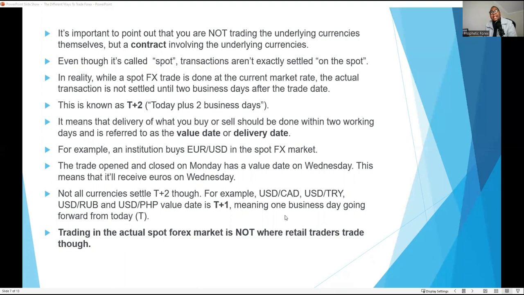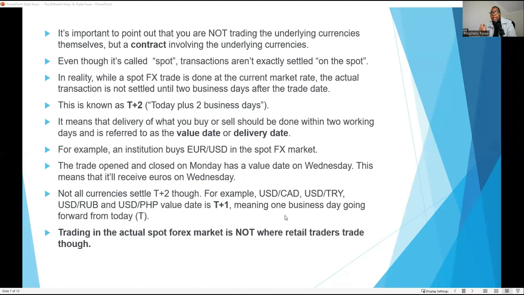In reality, the FX spot trade is done at a certain current market rate, and the actual transaction is not settled until 2 business days or the day after the trade. This is known as T+2, today plus 2 days. This means that the delivery of what you buy and sell should be done within 2 working days, and is referred to as the value date or the delivery date.